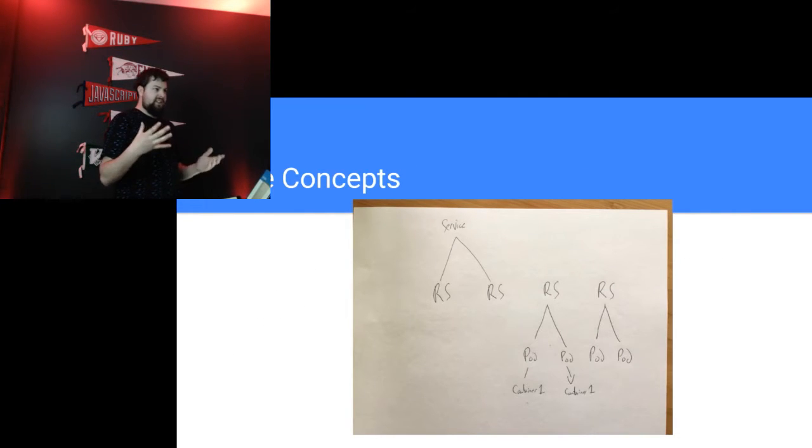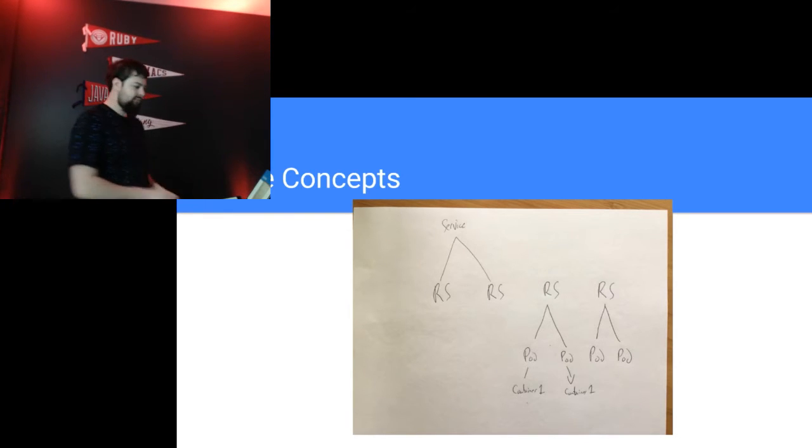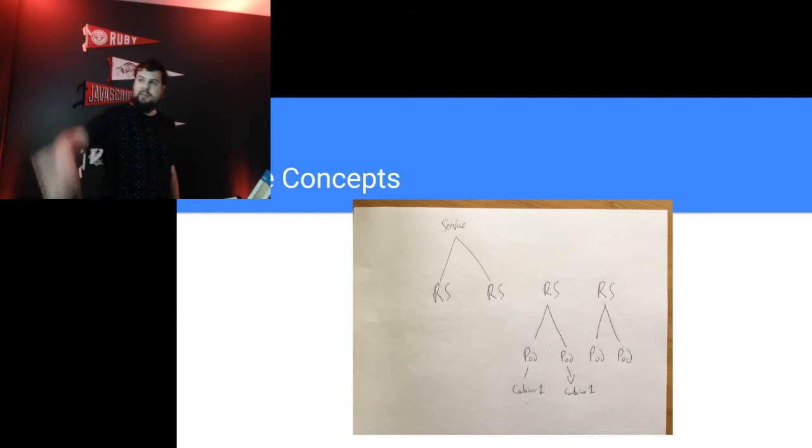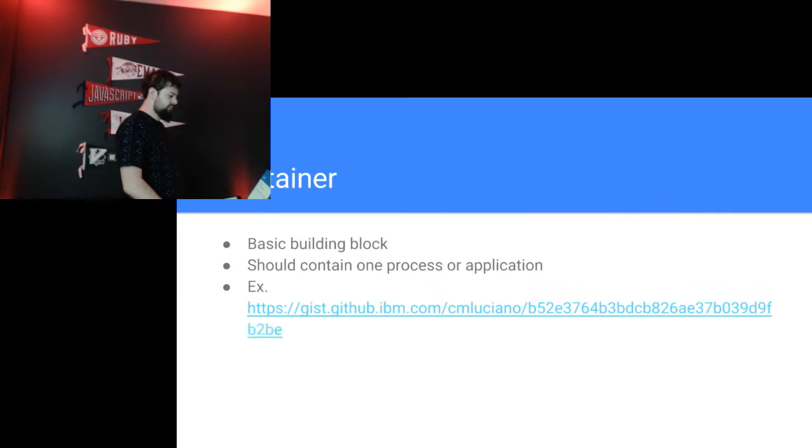So core concepts. What are the basic building blocks of Kubernetes? Here I have something like the Maslow hierarchy of needs in the Kubernetes sense. We start at the bottom with containers. The container is your basic building block. This is your Docker image, maybe just a Dockerfile of some sort that your scheduler knows how to install. But all of this is being combined up into something that's either one process or one application.